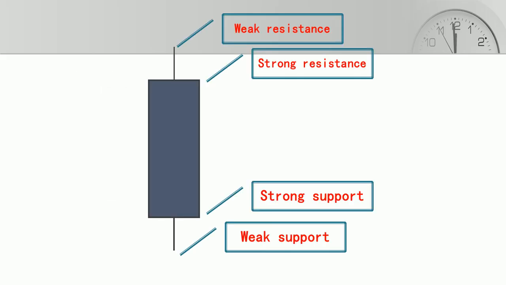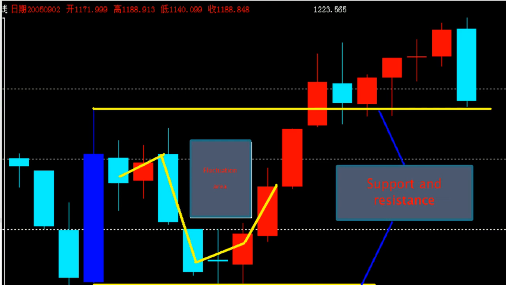Okay, let's continue. If you see the TaiChi signal appears, whether blue or yellow, here is the weak resistance, strong support, weak support. So this candlestick not only helps us to judge the oversold and overbought, but also can judge the support and the resistance. Okay, so let's see this one.